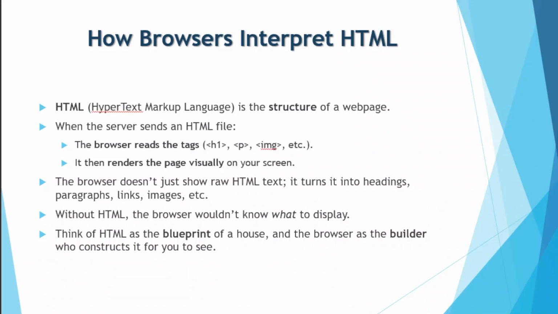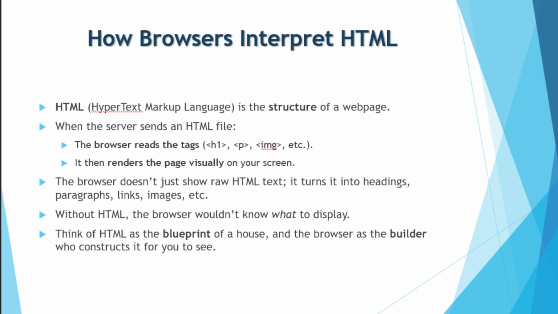Now, how the browser interprets HTML. Hypertext markup language is the structure of a web page, as we said in the previous video. When the server sends an HTML file, that's basically the file the server sends in order for you to view a web page or a website. When the server sends that file, the browser will read the tags in that HTML file and then render it visually on your screen.